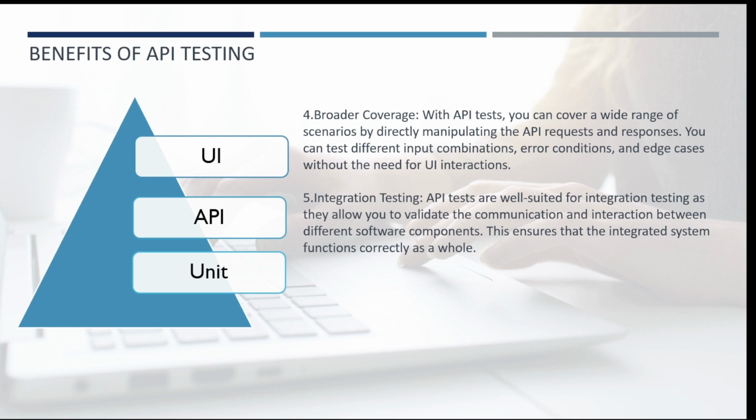And last one, integration testing. API tests are well suited for integration testing as they allow you to validate the communication and interaction between different software components. This ensures that the integrated system functions correctly as a whole. Now that we saw this, what we're going to do is use a software called Postman and do some practical testing.